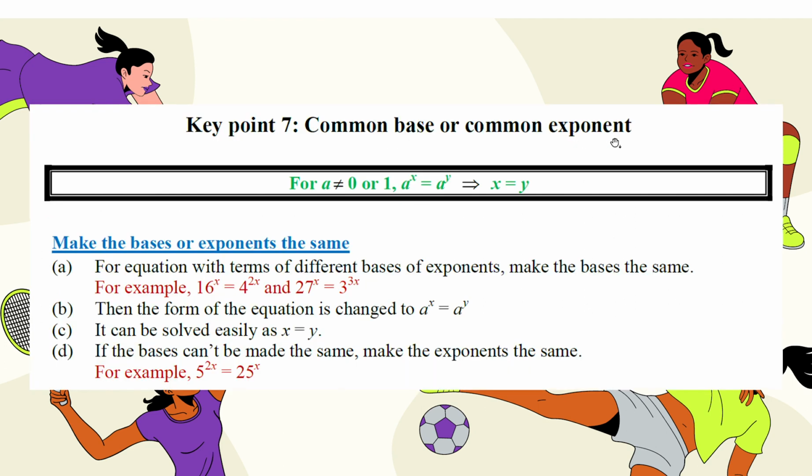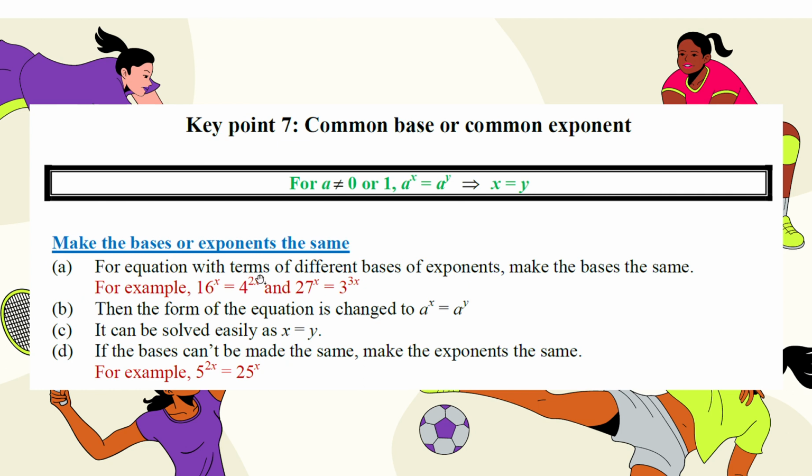So the next step is to make sure of something that is useful. If a is not 0 or 1, a to the power x equal a to the power y means x equal y. Yes, everyone knows it, right? So you change it to the same base, and then the exponent will be equal. Very useful. Make the bases of the exponent the same.